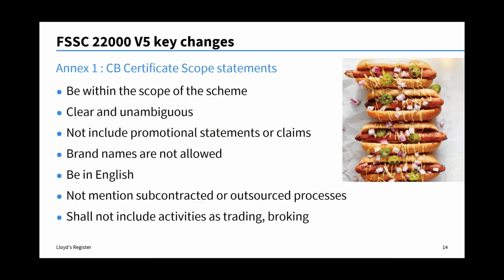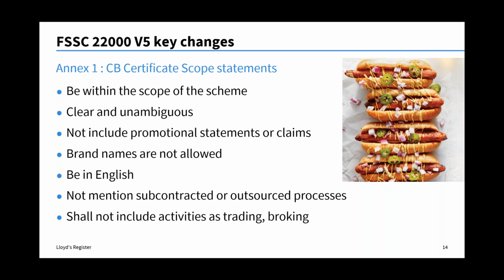Now, along with this, there is an Annexure 1 which we discussed, that is about the CB certificate scope statements. So this annexure describes the rules for the scope statements on the FSSC 22000 certificate. There are general rules for all categories and specific rules for individual categories, which includes some examples provided in this annexure. So the certificate scope statement shall be within the scope of the scheme. There are certain sectors which are approved in FSSC 22000.